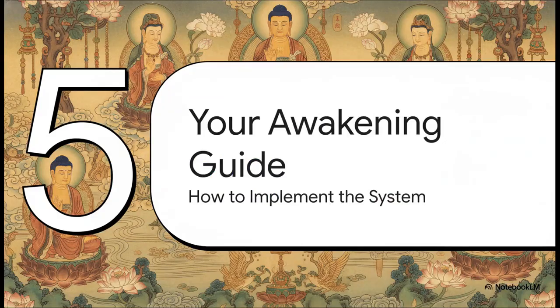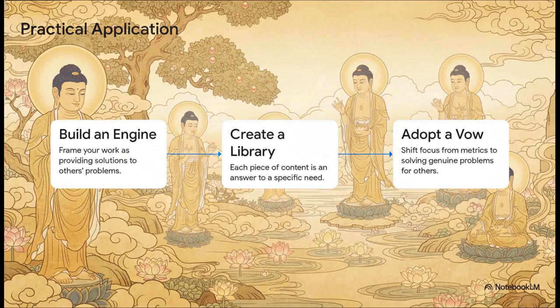Okay, I know what you're thinking. This is all really fascinating, cosmic-level stuff, but what does it have to do with us, right now? Well, let's bring this right back down to earth and talk about how you can actually implement this system in your own life. The text actually breaks it down into 3 practical steps. Step 1, build a content engine. Start framing whatever you do, your work, your art, anything, as a way to provide solutions to other people's problems.